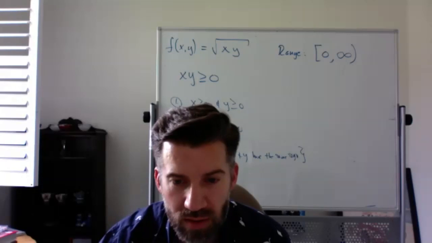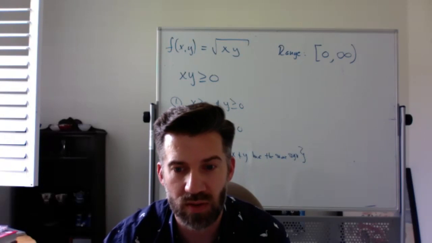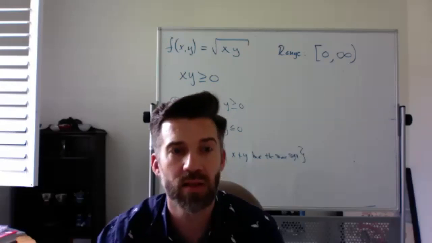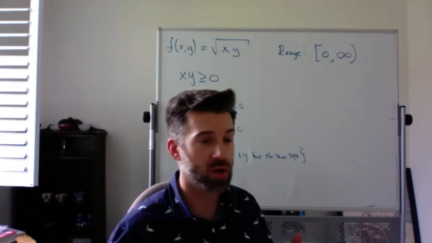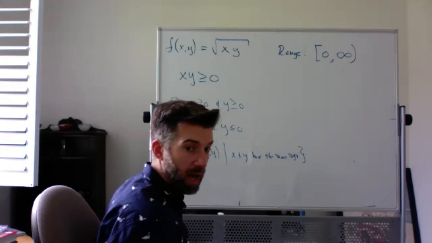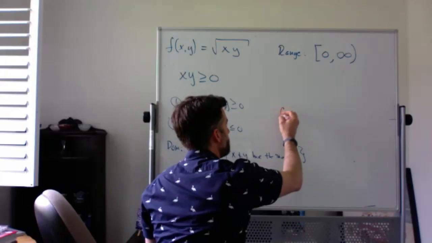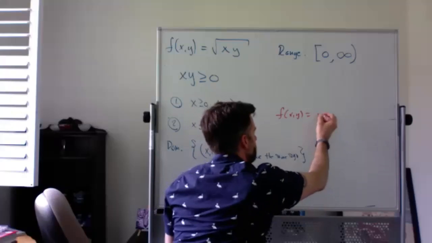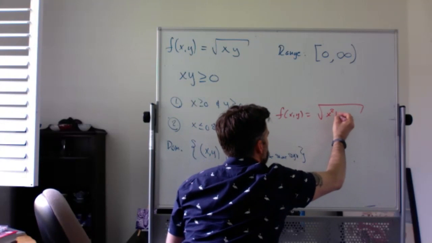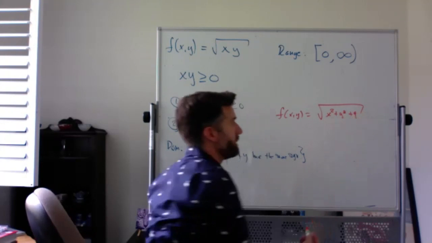Oh, sorry, one last question. For the range of square roots, I would say the lowest it can be is 0, but it could be something higher. For example, you could have a function. It's a good question, and I'll do this example or one like it later. That's the square root of x squared plus y squared plus 9.